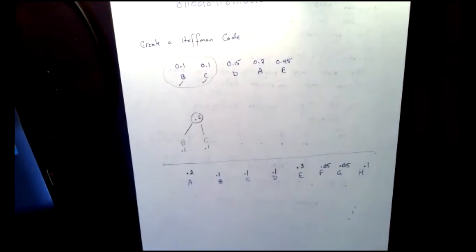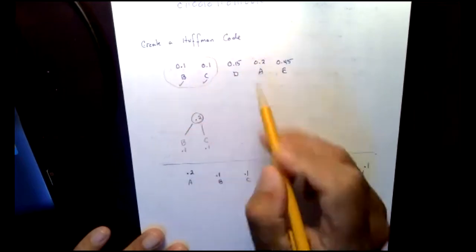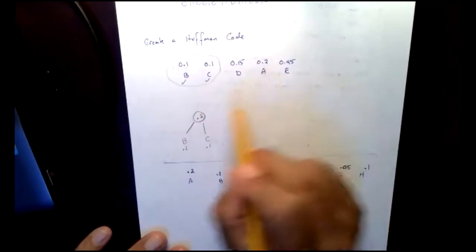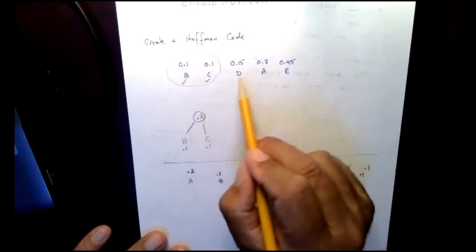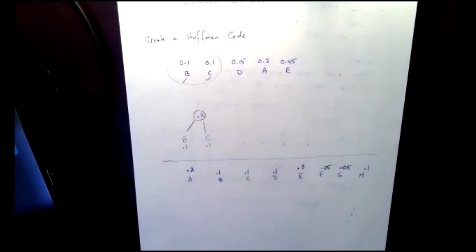So now again, I'm going to take the two lowest and combine them. Well, I have options because this is a 0.2, this is a 0.15, and this is a 0.2. So I can either combine this subtree with D, or D and A, or A and D. Order doesn't matter here. That's part of what makes it harder to decode. What would you like to combine? The D and what? Subtree or A?